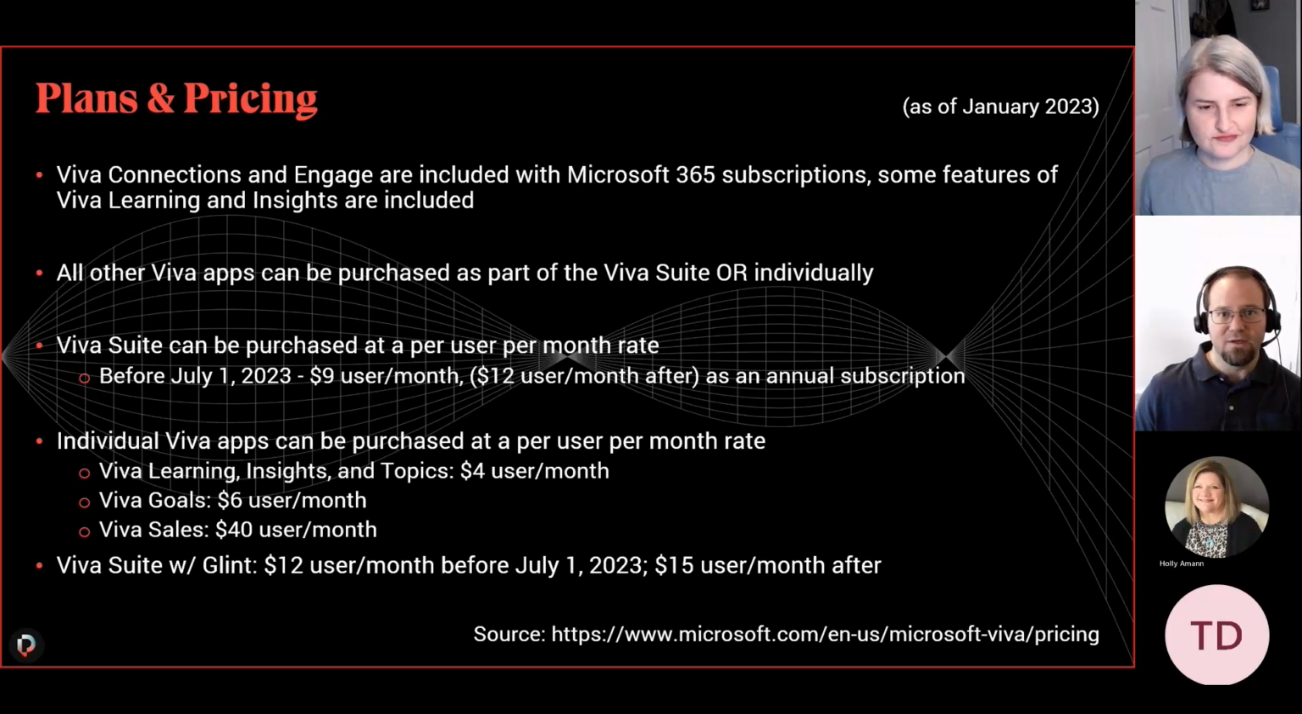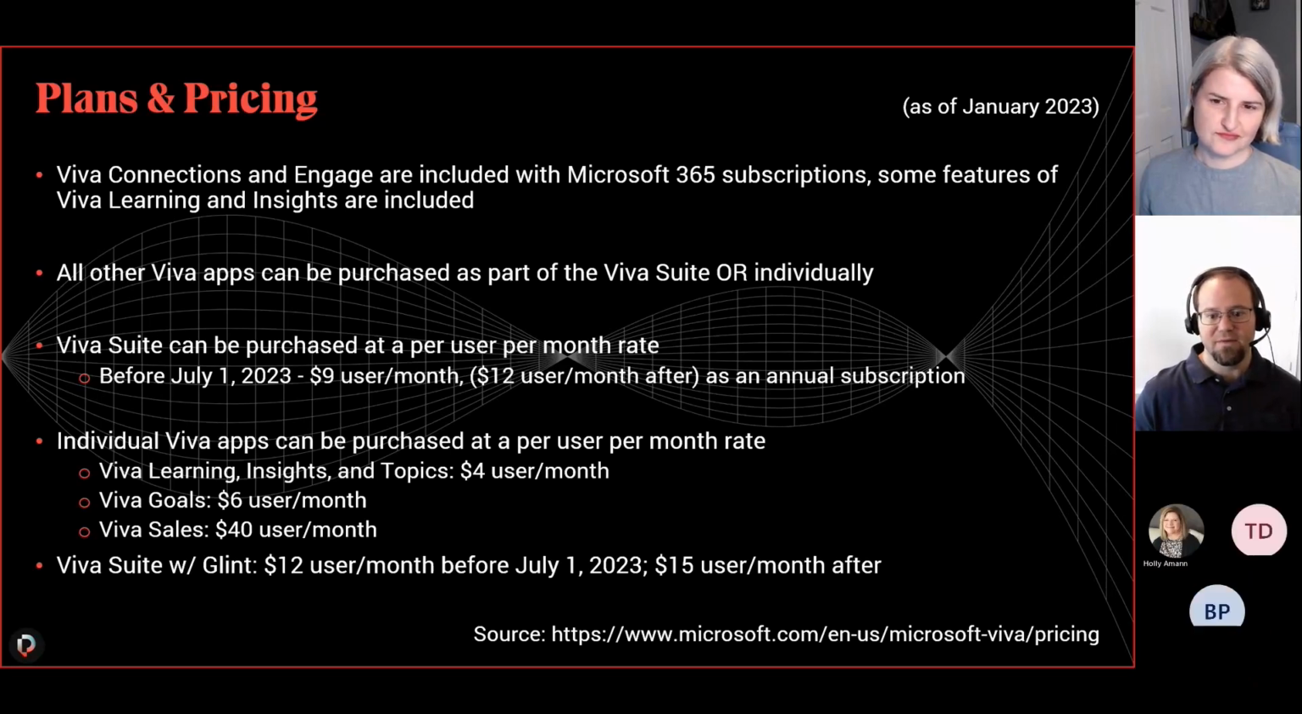You can also include individual apps if you don't want the entire suite. If you're just looking for, say, Viva Topics, you can add that for $4 per user per month. Viva Goals is $6 per user per month, and again, Viva Sales, a standalone app, is quite a bit more at $40 per user per month.